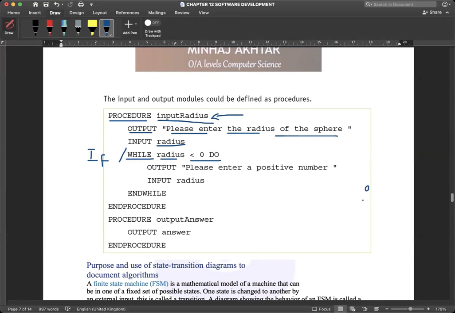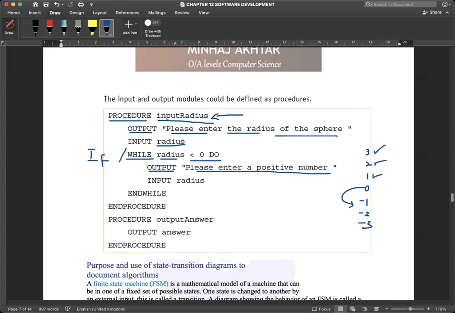Remember the number line? Look, -1, -2, -3. And if we process above, the values are positive. So if the number is lesser than 0, it means it is a negative value. So the message will be displayed: Please enter a positive number. So the radius will be any positive value.